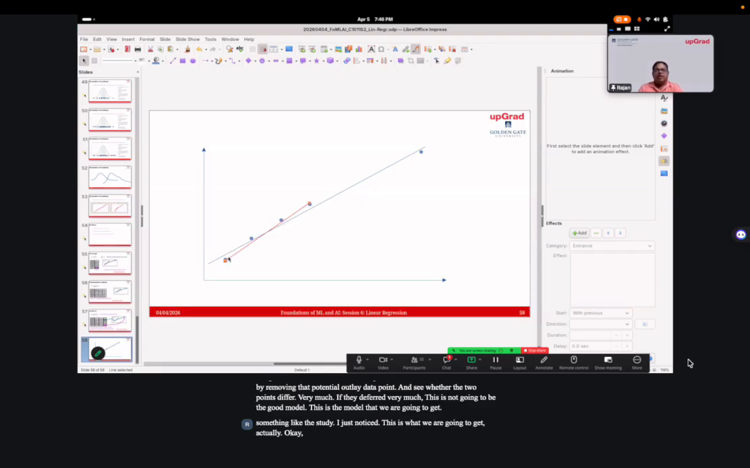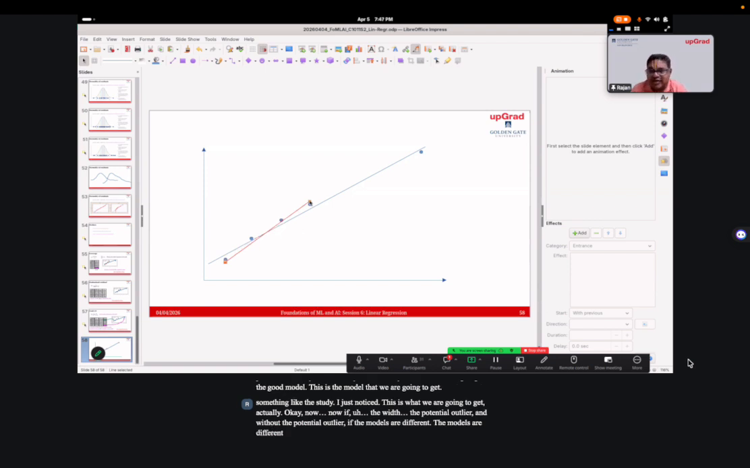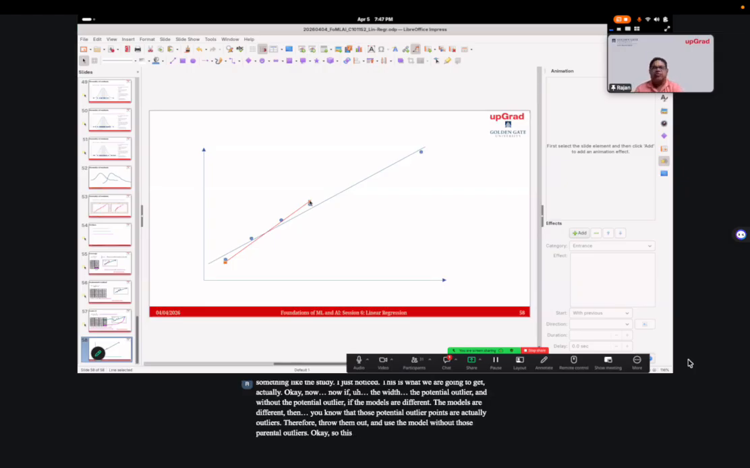Okay, now if with the potential outlier and without the potential outlier, the models are different, then you know that those potential outlier points are actually outliers. Therefore, throw them out and use the model without those potential outliers. Okay, so this is how we systematically approach simple linear regression problems.